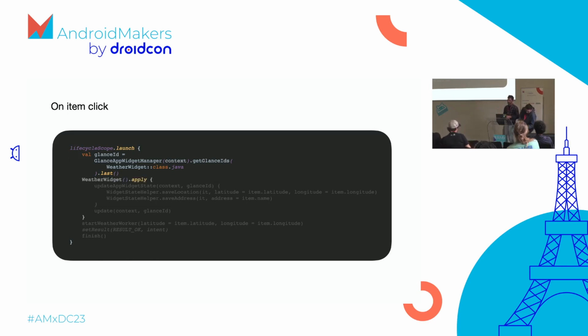So with having my Glance ID, I can call the weather widget. I can update the state using the latitude and longitude. I can save my location and address because those are the things that I know from the city list. Then I can call update. And after that, I'm starting my weather worker, which will be a periodic worker that will automatically, every 15 minutes, update the widget. Then I'm finishing my activity.